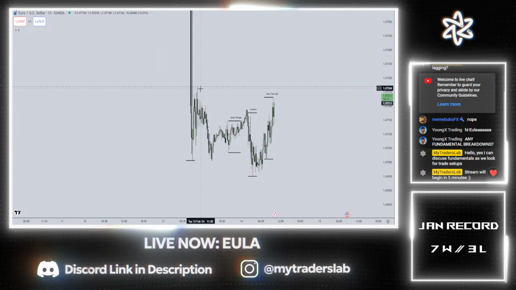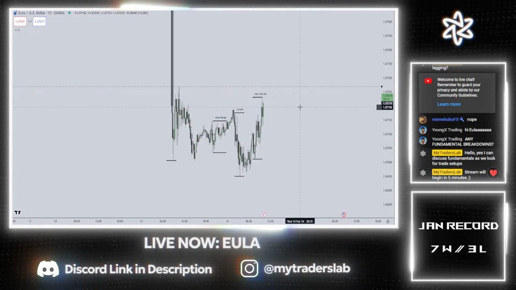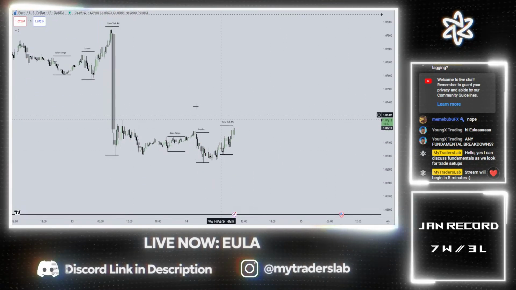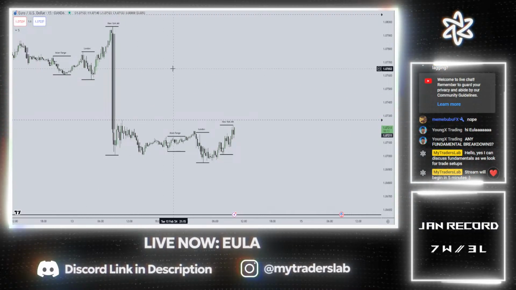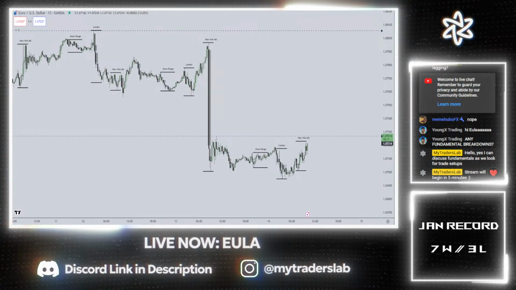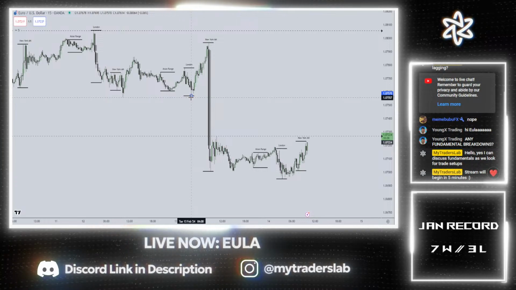Because I really see this liquidity point being taken out because of this entire huge imbalance here that I expect to at least get a fill. I expect this level here to be filled at least up to here, this old low here.